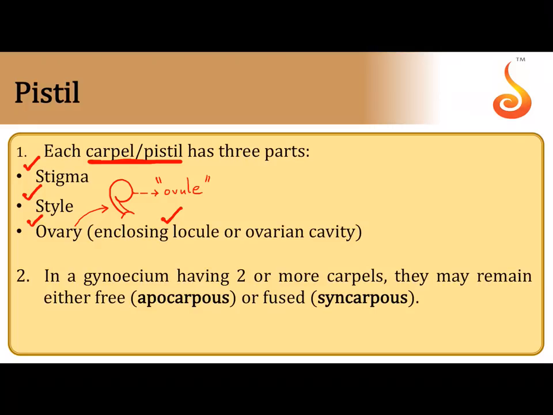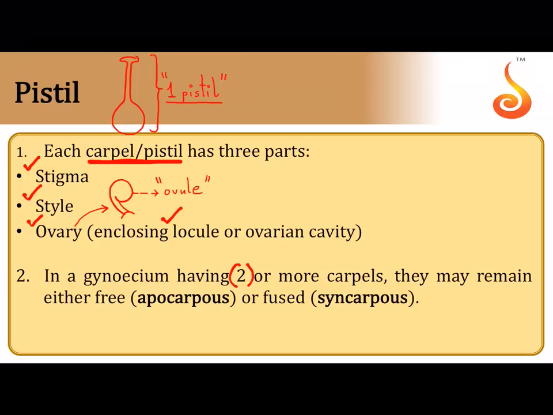Now, I showed you only one pistil in the previous slide, isn't it? I showed you one stigma, one style, and a basal swollen part, which is referred to as the ovary. So this whole thing which I drew in the previous slide was one carpel or one pistil. So a flower may have a gynoecium which has only one carpel or pistil. Sometimes it may have two or more. It is not necessary that a flower always has only one pistil.